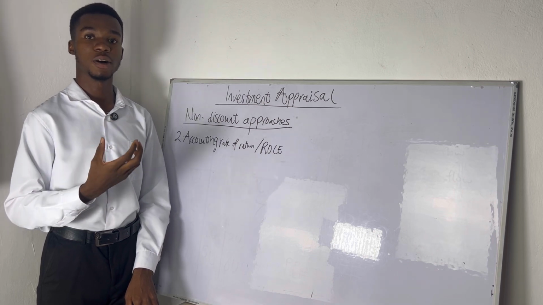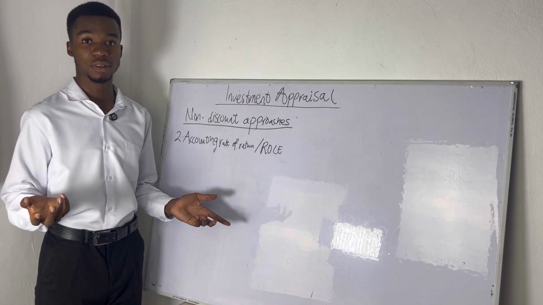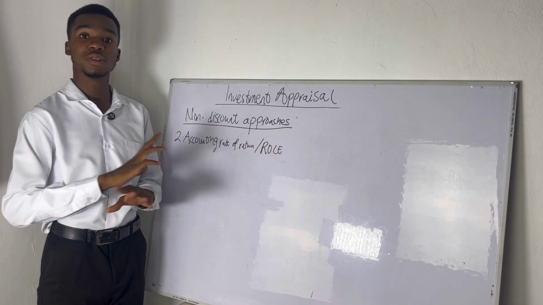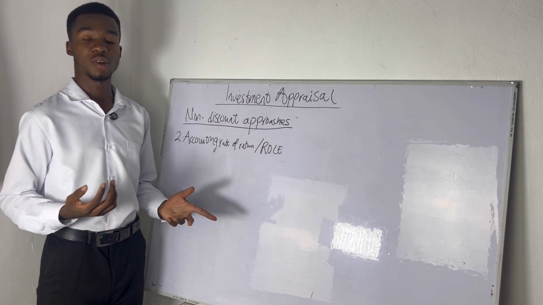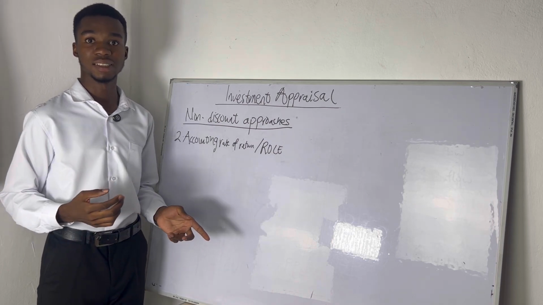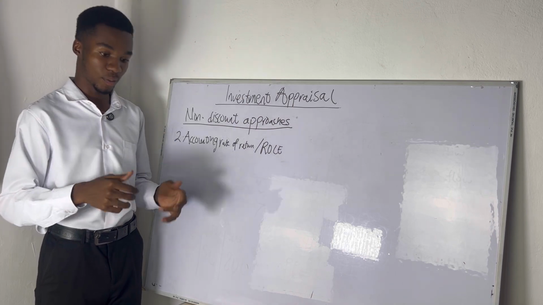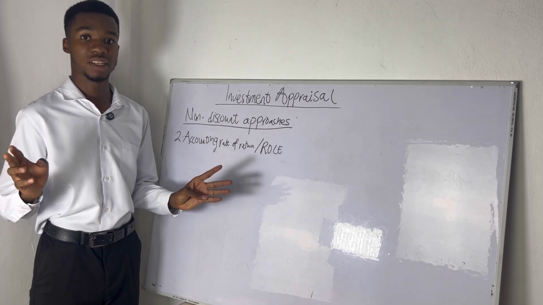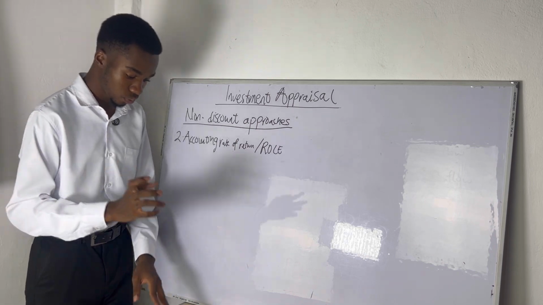Scrap value is the same as residual value. It means what is going to be left, or the value of the machine after its useful life. You get it? So after 4 years, if it has no scrap value, it means you can't use it for anything. Some other machines, after 4 years, the scrap value might be 10,000 cedis out of the 80,000 cedis, meaning you can use it for a few things, but it won't be as good as when you bought it. But this one has no scrap value, meaning once the 4 years have elapsed, you can't use it again. So scrap value is the value that you get after the useful life of the asset or the machine.